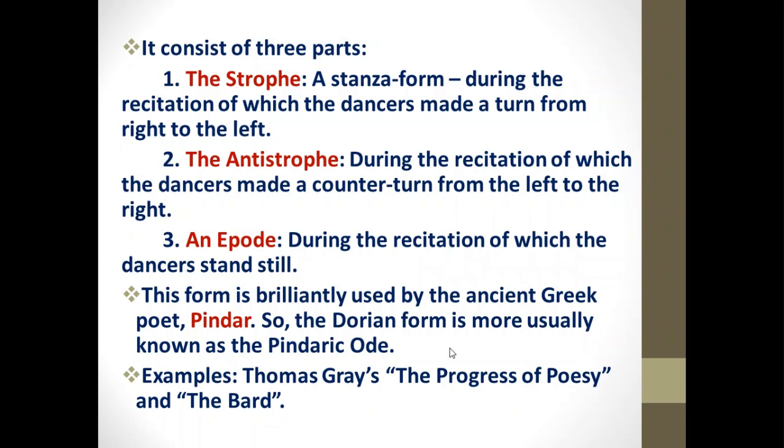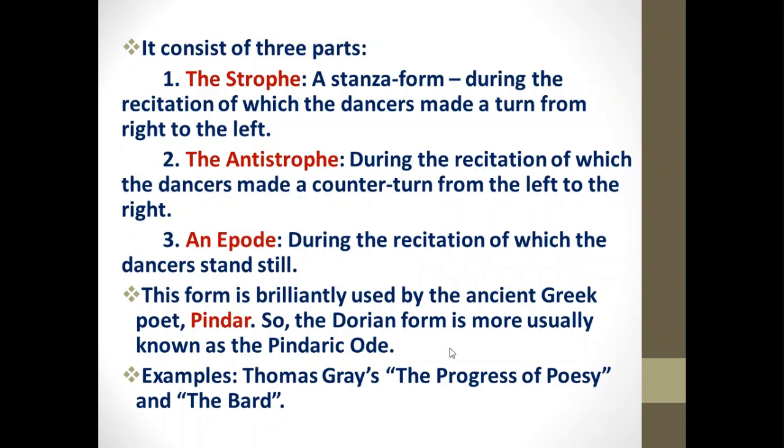During the recitation of that ode, the dancers made a turn from right to left. The dancers move from right to left. That is the strophe. And the antistrophe, during its singing, during its recitation, the dancers made a counter turn from the left to the right. So in the antistrophe, the dancers turn from left to the right, whereas in the strophe, the dancers move from right to left.